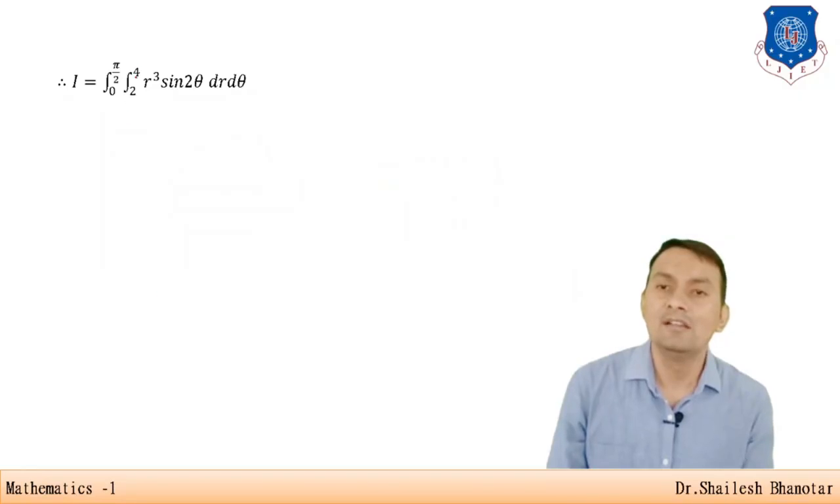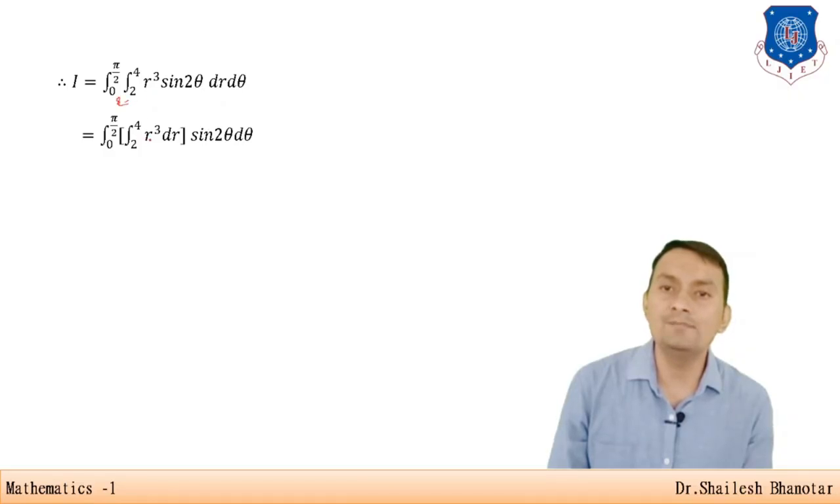Double integration over r, where r is equal to 2 to 4 and theta is equal to 0 to pi by 2, of r cube into sine 2 theta dr d theta. When you first integrate with respect to r, you are just going to get r raised to 4 divided by 4, with limits 2 to 4. When you simplify, you will get 64 minus 4, and sine 2 theta is there.